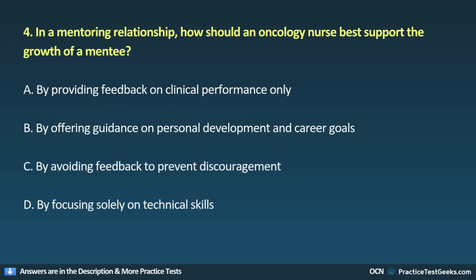4. In a mentoring relationship, how should an oncology nurse best support the growth of a mentee? A. By providing feedback on clinical performance only. B. By offering guidance on personal development and career goals. C. By avoiding feedback to prevent discouragement. D. By focusing solely on technical skills.